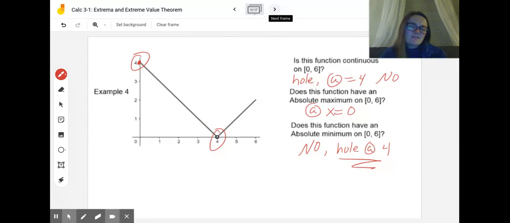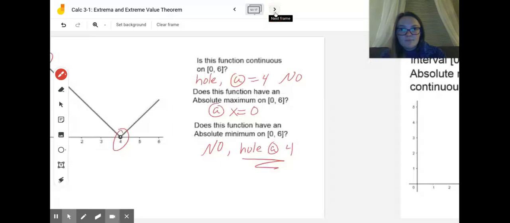For this question here, is the function continuous between 0 and 6? No, there is a hole at 4, but that doesn't necessarily mean there's not an absolute max or min. It's just not guaranteed. So does the function have a maximum? In this case, we actually do. It happens at x equals 0 when I have a height of 4. But the next question, does the function have an absolute minimum? In this case, no, it doesn't, because there is a hole at 4, and that would be my lowest possible value. So we would say no, this function does not have a minimum.